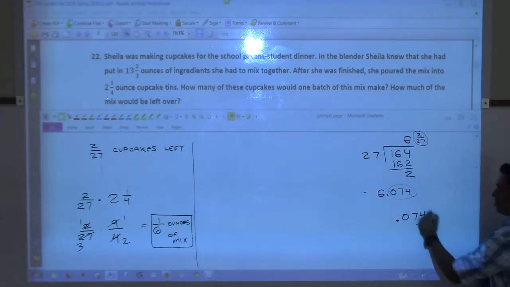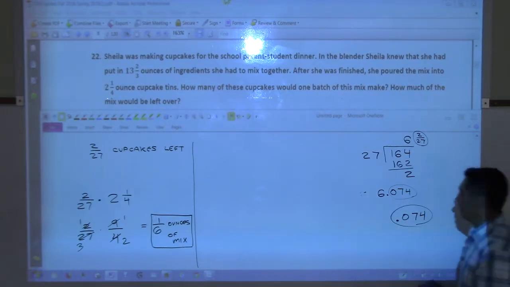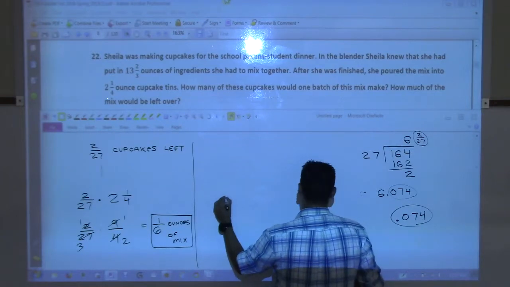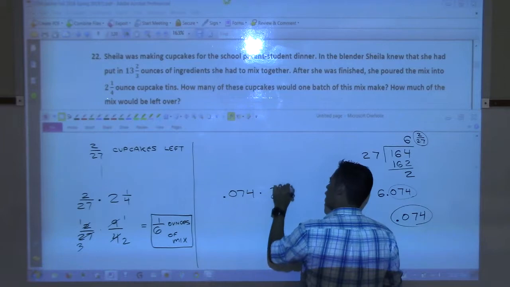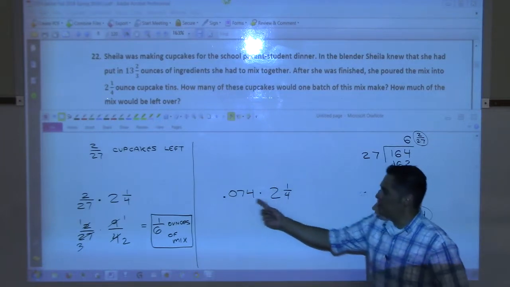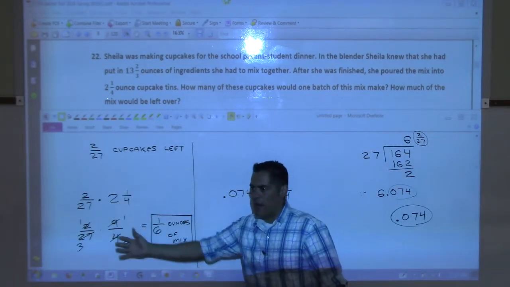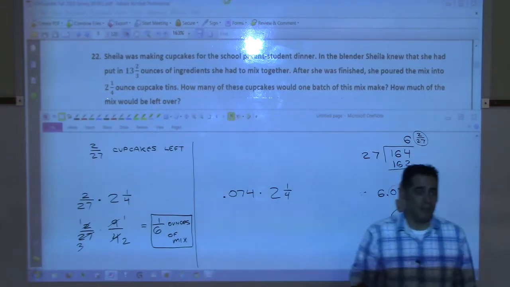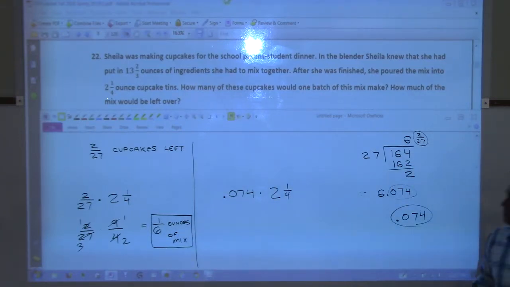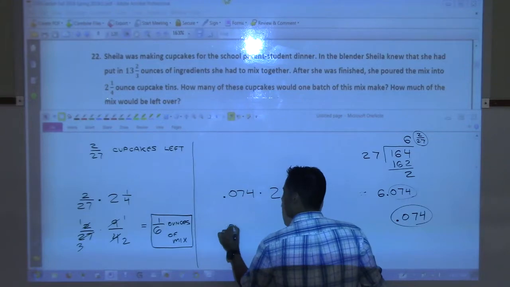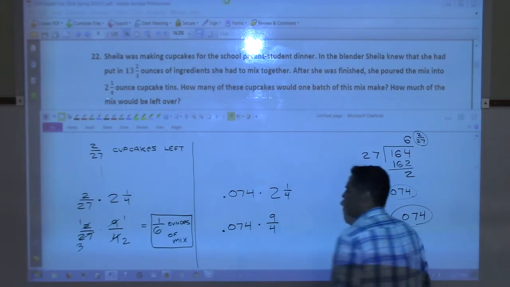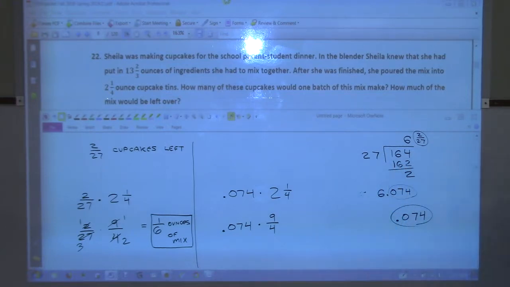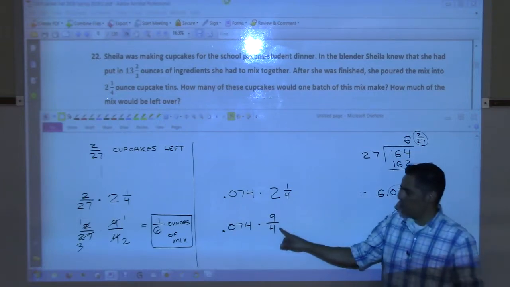The second way was to just use this and do the same exact thing. So I would do 0.074 and multiply that by 2 1/4. See, the difference between these two is that this one I can do all by hand, and this one I'm going to just need my calculator to do it. So look at this as being 0.074 times 9 over 4. And so what you should probably do on your calculator is do 9 divided by 4 first.